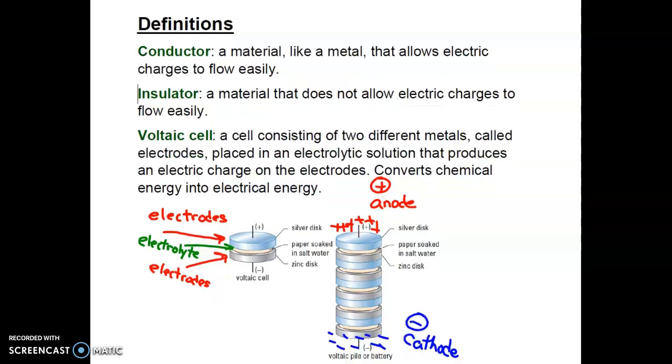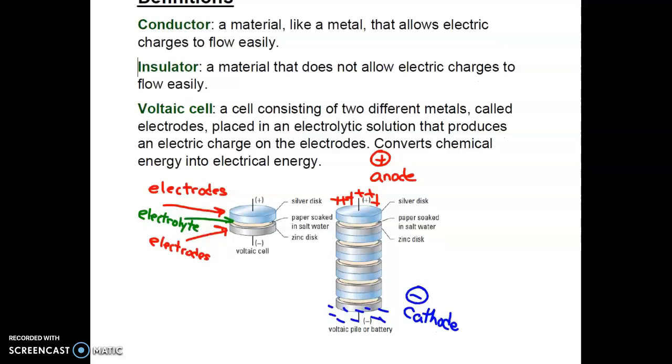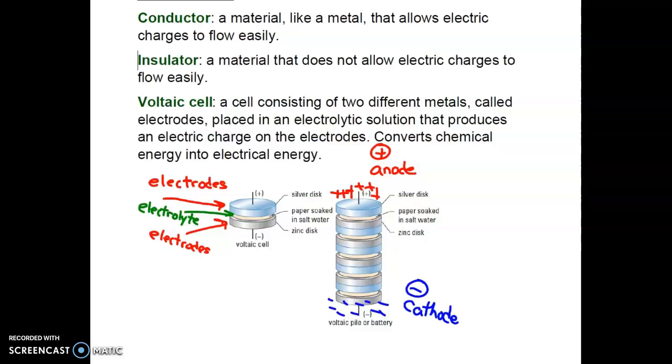If you look at the diagram on the left, this is a voltaic cell. The two discs are called electrodes, and the solution between them is called electrolyte. Then over here is a stack of discs, which is called a voltaic pile, or more commonly called a battery. You can see that is just a voltaic cell repeatedly on top of another.